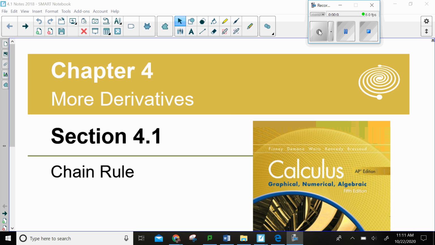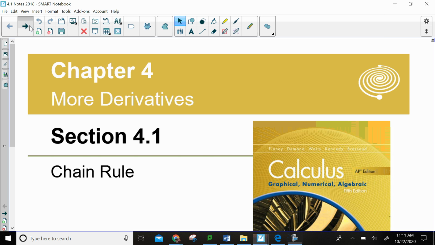Hey there, calculus people. Today we are doing section 4.1, which is the chain rule. What we add on the chain rule is the fact that we have a function inside another function. So we're still doing derivatives the same way, but because we have a function inside another function, we're going to have to change up the end product or quotient, whatever we have with our derivatives.